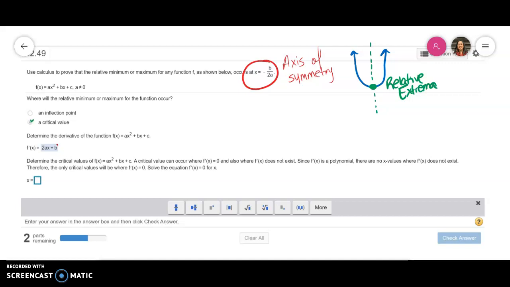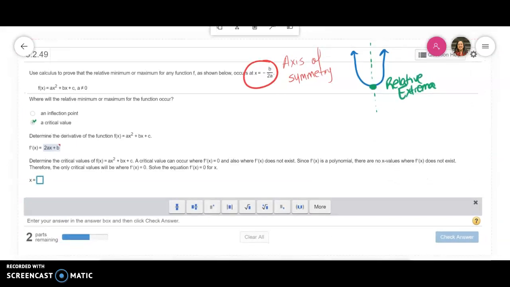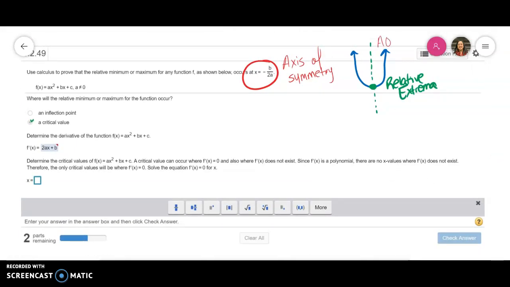So if I label my axis of symmetry as AOS, if you can find your axis of symmetry, then you can find that relative extrema, in this case a minimum, but relative extrema is a max or min, right? By taking the x value, plugging it into the function, and finding your output, which would give you your ordered pair. So your axis of symmetry is this vertical line, which can help you find that relative extrema.